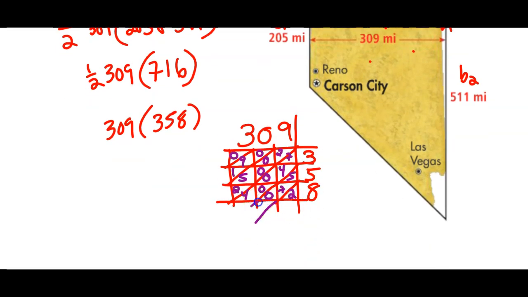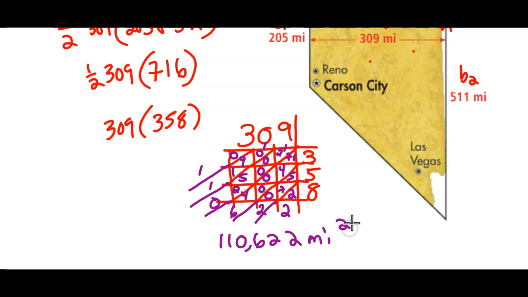Let's extend our diagonal sum. So we get a 2, 12, carry the 1, 8, 12, 16, carry the 1, 3, 8, 10, carry the 1, and we end up with 11 right here. So I got 110622, and this is in miles squared.